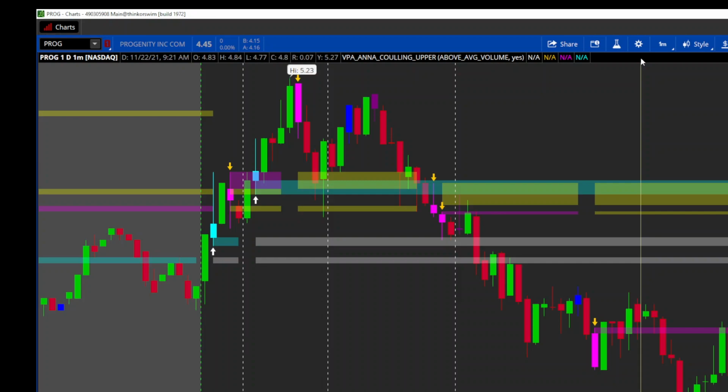Most of my indicators are going to be based off of volume, and I look for areas of support and resistance, and volume is really the tell, you know.